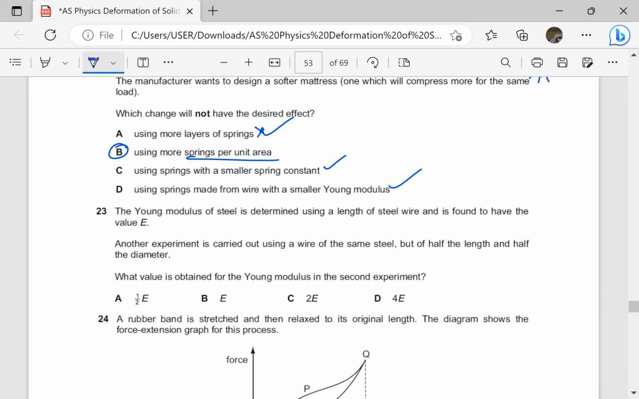The Young modulus of steel is determined using the length of steel wire and is found to have value E. Another experiment is carried out using a wire of the same steel but half the length and half diameter. What value is obtained for the Young modulus in the second wire? It is the same steel. The Young modulus of steel is a constant, so the answer is E.